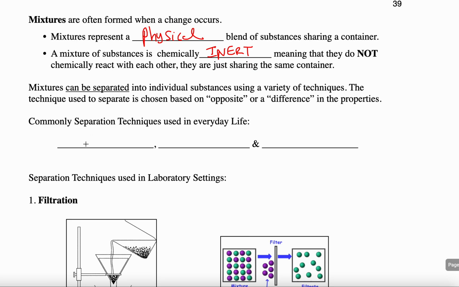So a common separation technique used at home is if you strain food items. So, done cooking pasta, we tend not to eat the pasta while it's still in the water that was used to help cook it. So we use a colander and strain out the pasta, let the water flow out of it.